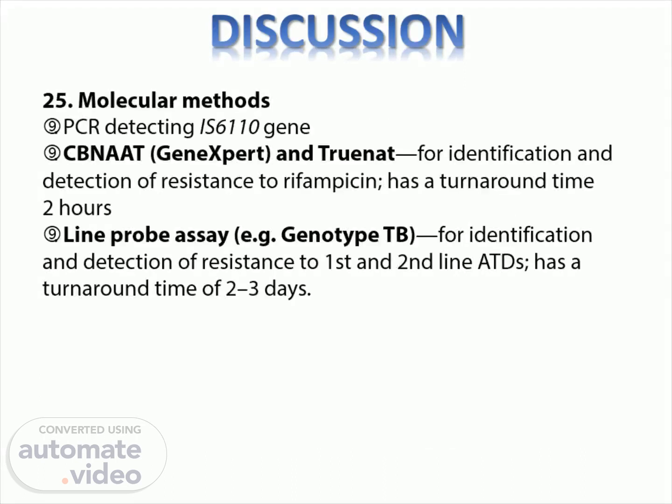What are the molecular methods available for diagnosing tuberculosis? PCR detecting IS6110 gene. CBNAAT, GeneXpert, and TrueNat, for identification and detection of resistance to rifampicin. Has a turnaround time of 2 hours. Line probe assay, for example GenoType TB, for identification and detection of resistance to first and second line ATDs. Has a turnaround time of 2 to 3 days.